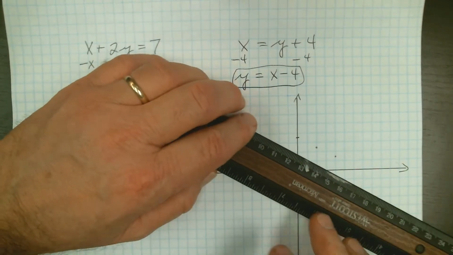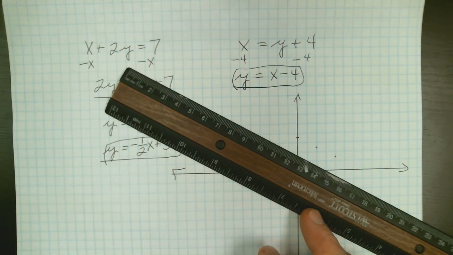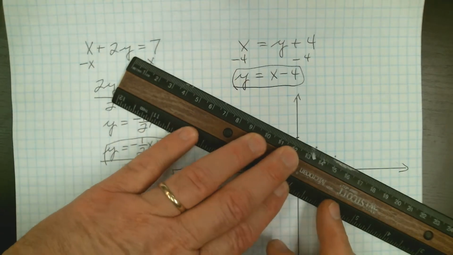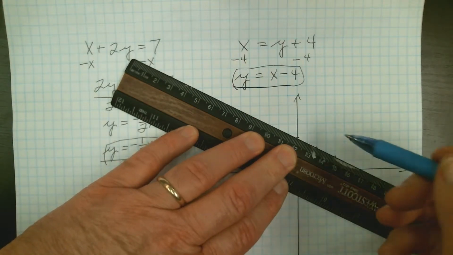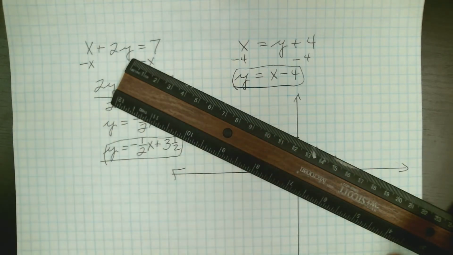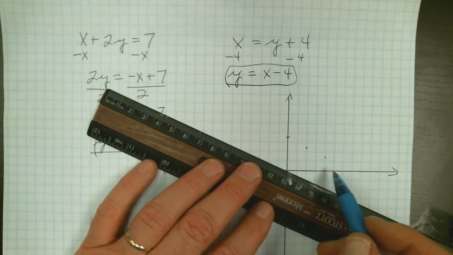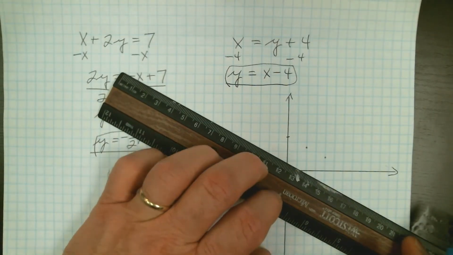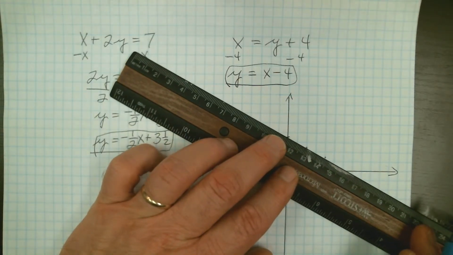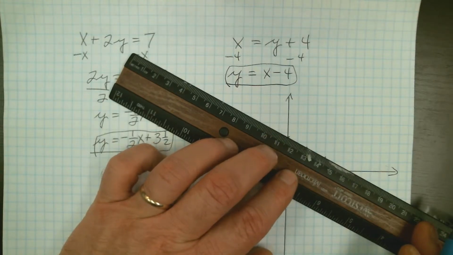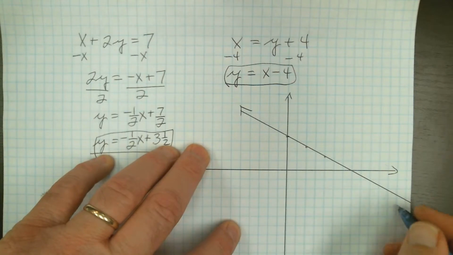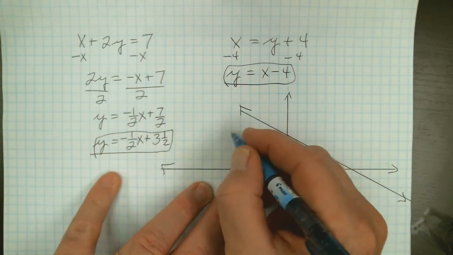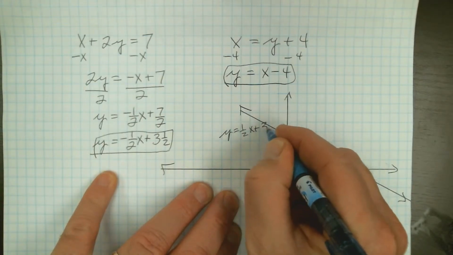And I'm going to draw a line all the way through that. And I'm going to do that very carefully. As a matter of fact, I'm standing up to do this. So very, very carefully, I'm going to draw that. Okay, so I'm going to draw it right through there. And so that is the line here, y is equal to negative 1/2 x plus 3.5.